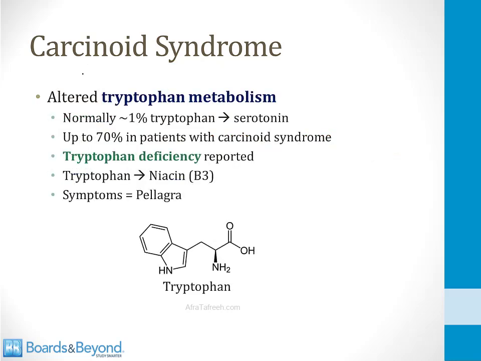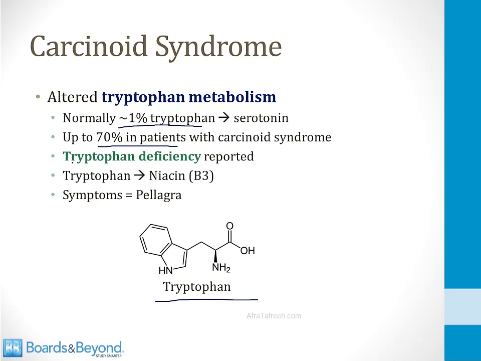In addition to diarrhea and flushing, you can sometimes see symptoms in the carcinoid syndrome from altered tryptophan metabolism. Tryptophan is an amino acid. This is its structure shown on the screen, and it is used to synthesize the neurotransmitter serotonin. Normally, about 1% of the body's tryptophan is used to make serotonin. However, in patients with the carcinoid syndrome who have ramped up serotonin production, up to 70% of the body's tryptophan can be tied up in the production of serotonin.